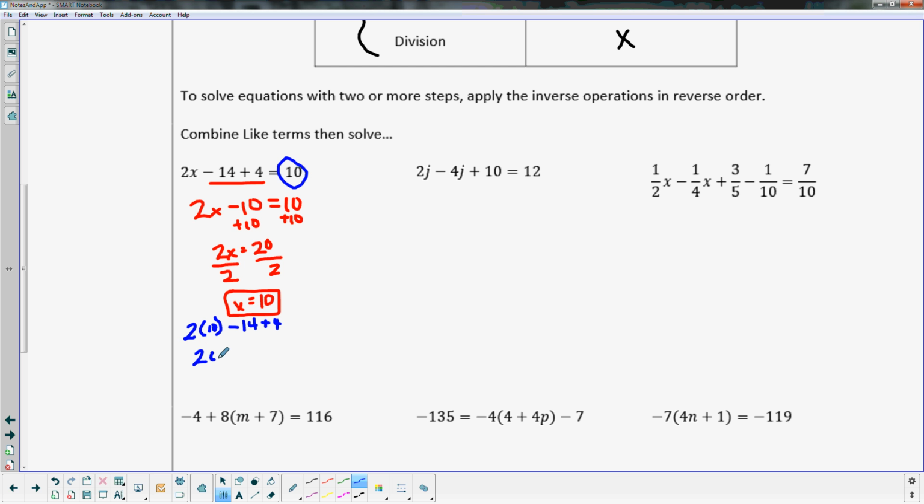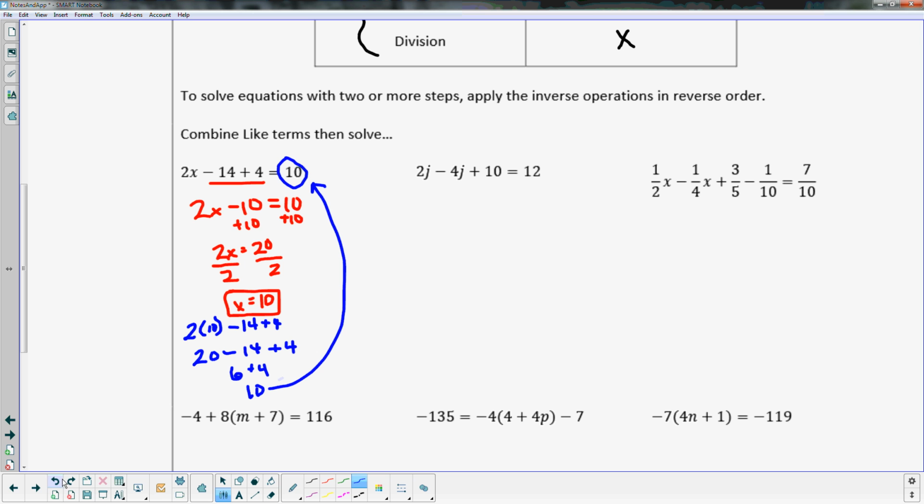So 2 times 10 is 20, minus 14 plus 4. 20 minus 14 is 6. And 6 plus 4 is 10. So you can always go back and check your answer. Make sure you did it right. And again, since I got 10 here, and this was 10 right here, then we're good to go. It doesn't matter that my answer was also 10. I'm not looking at this one right here to equal that one. I'm actually looking to equal the right-hand side of my equation.